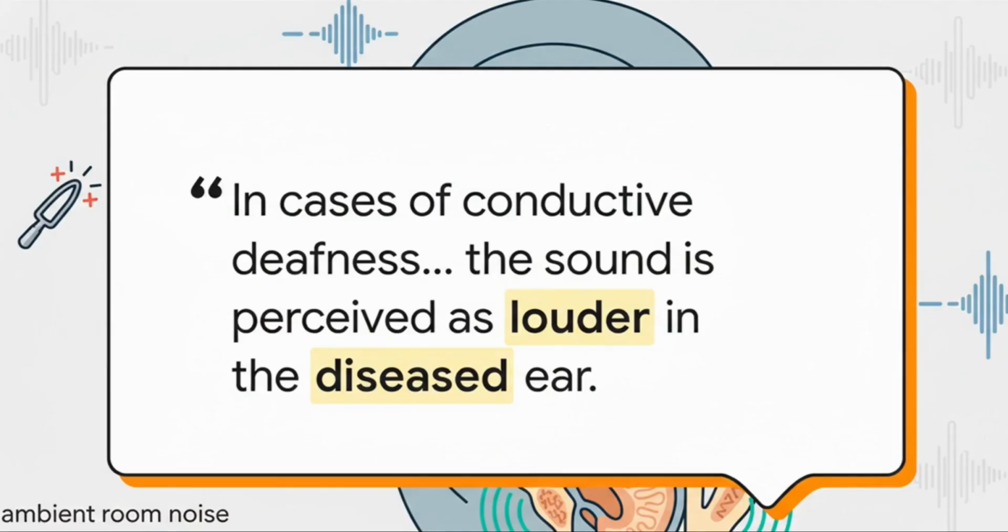In conductive deafness, the sound is perceived louder in the diseased ear. Now this is funny. On the other side, in sensorineural, it's the opposite: it's louder in the normal ear, because there the problem is neural. The nerve is not functioning properly, whereas here the conduction is affected. So here you will understand a little of the pathophysiology of conductive deafness.